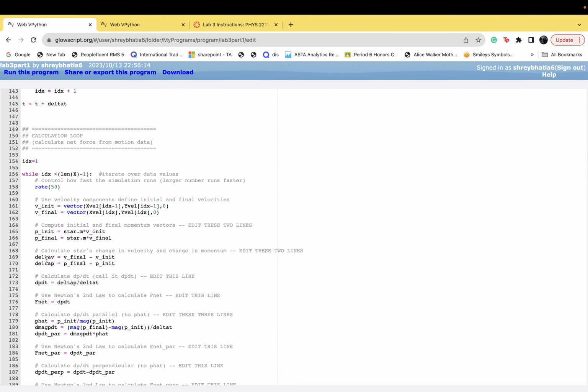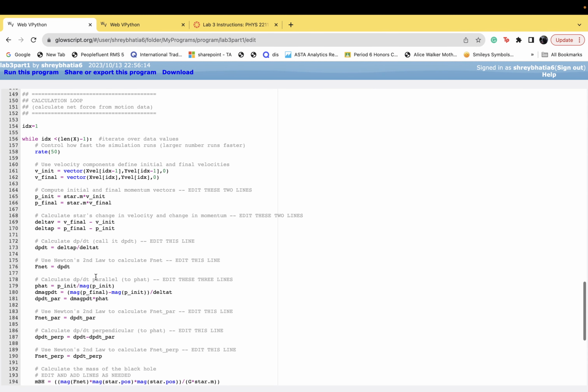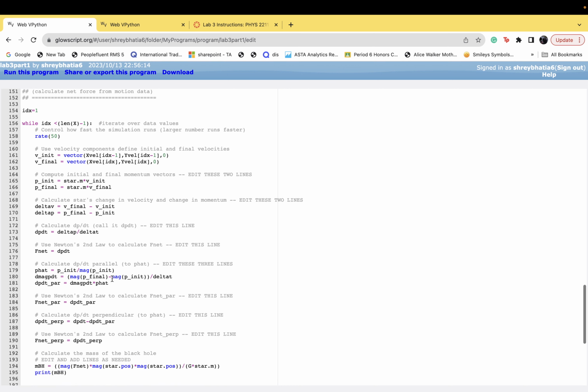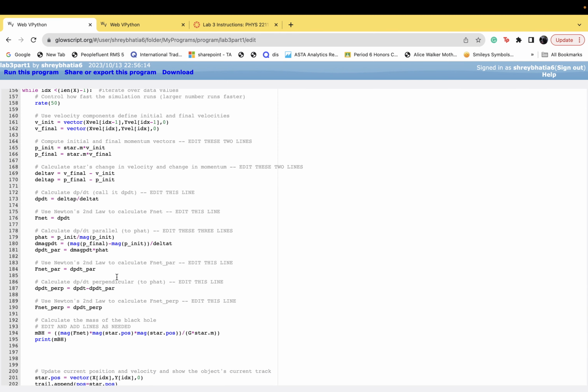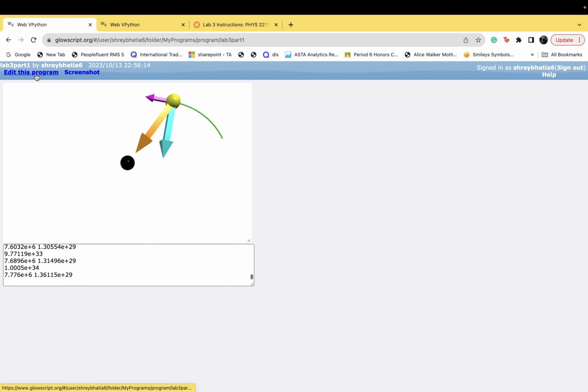And then we can see here delta v equals v final minus v initial, same with delta p. Then we can calculate the change in momentum right here, and we can use Newton's second law to calculate F net, which is equal to the change in momentum over the change in time. Here we can do it for the parallel component, and we can do it for the perpendicular component. And then with all that information, we can calculate the mass of the black hole. Then we run the program and we get an actualized value.